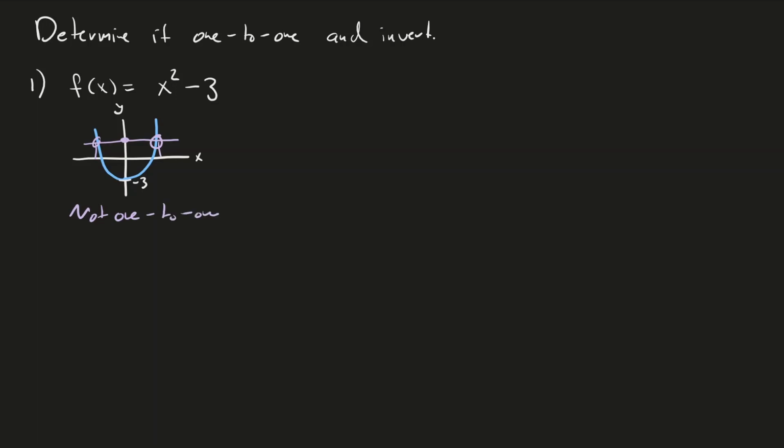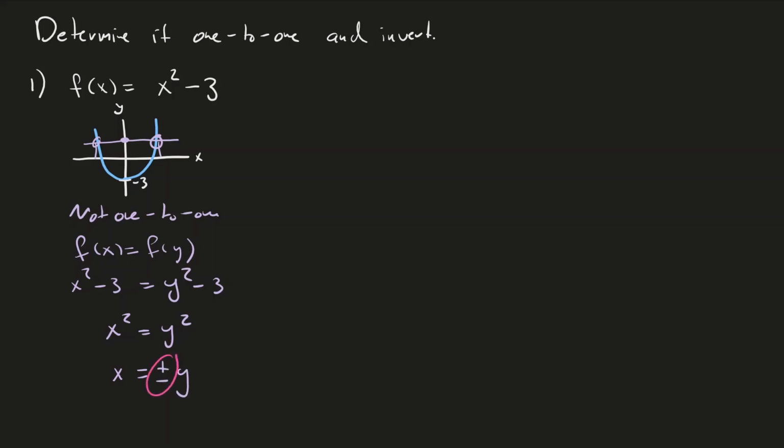1-to-1. Functionally, checking that, f of x is equal to f of y. That would correspond to x squared minus 3 is equal to y squared minus 3. So then x squared is equal to y squared. And then here's the tricky bit. This is what messes a lot of people up. If you take the square root of both sides, you get both the plus and minus root. This is your big issue. You have two solutions. So this leads us back to not being one-to-one.